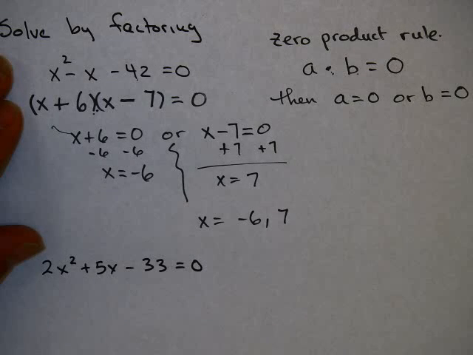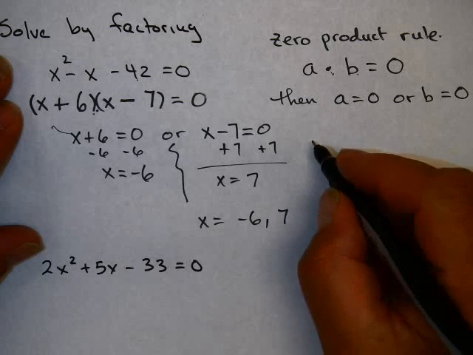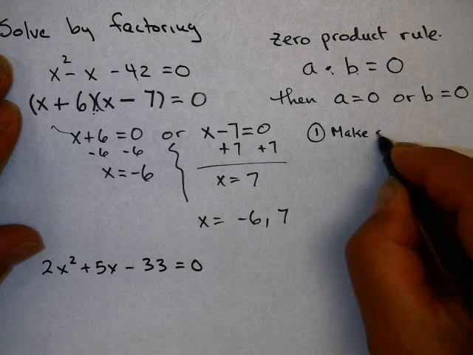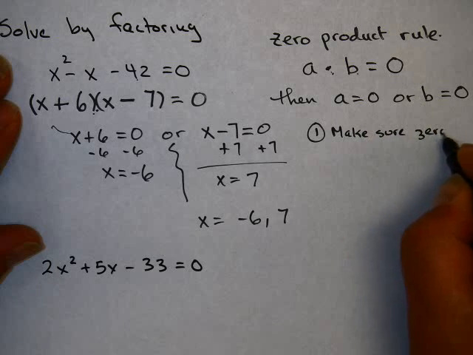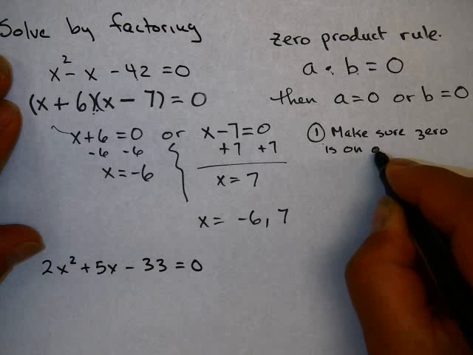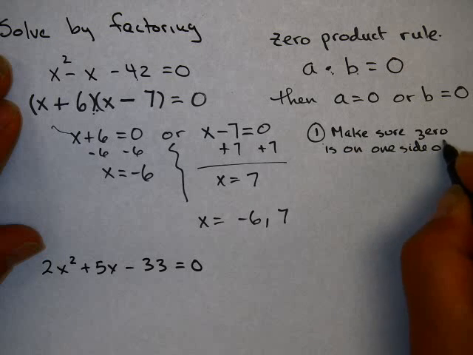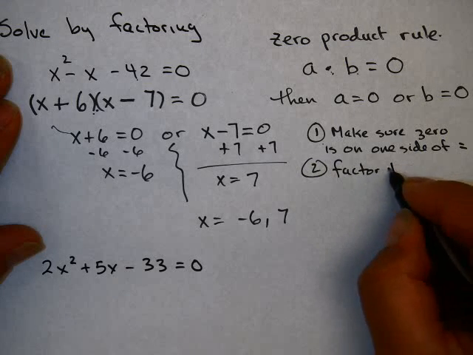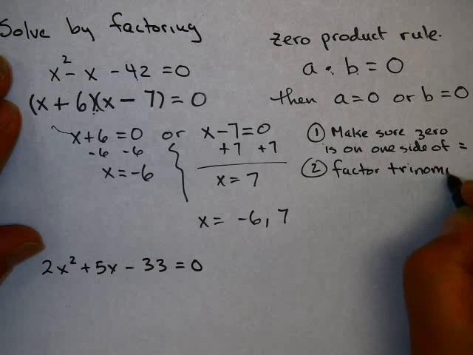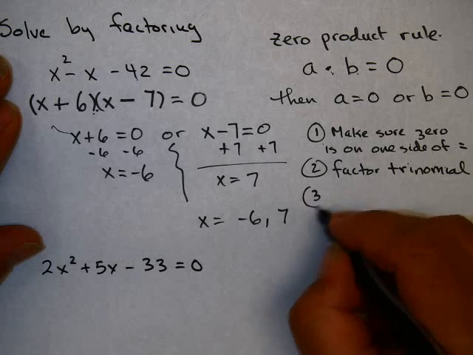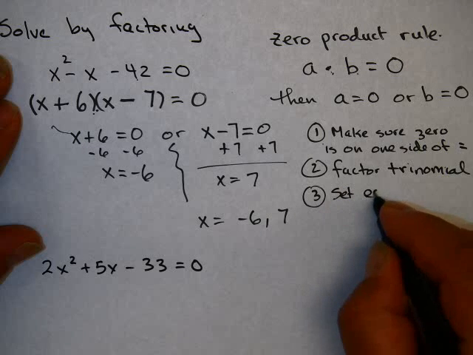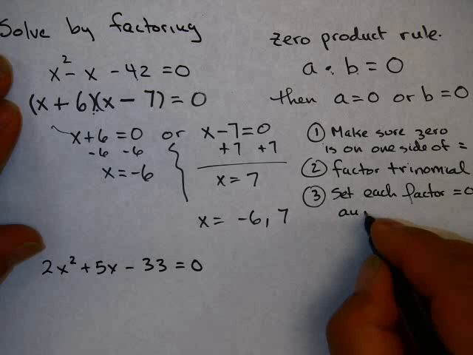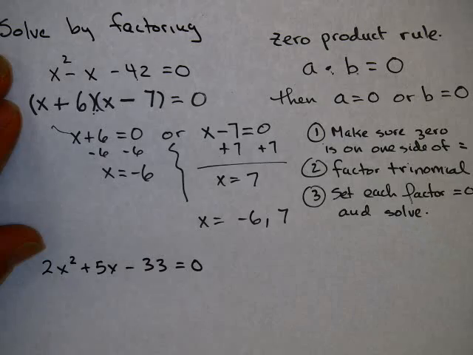Okay? So what is the process that you go through here? To solve by factoring, number one, you have to make sure 0 is on one side of the equation. And then you should factor the trinomial. Now, I don't care what method you use to factor the trinomial, just factor the trinomial. Then set each factor equal to 0 and solve. So this is the process that we would use.